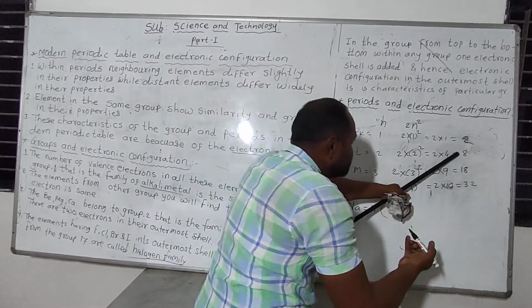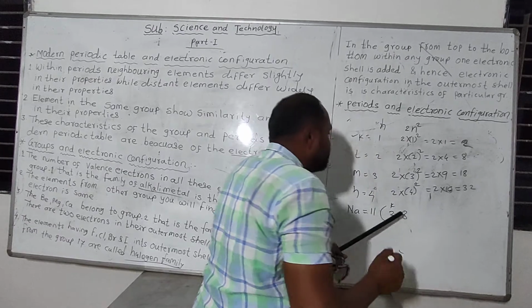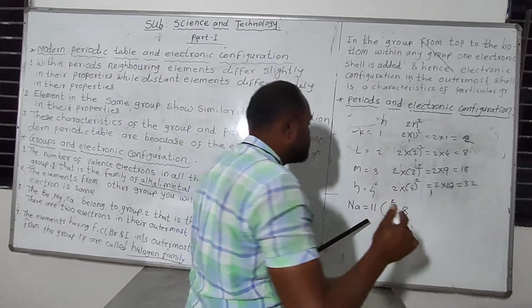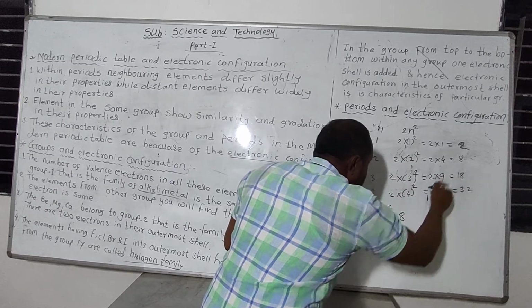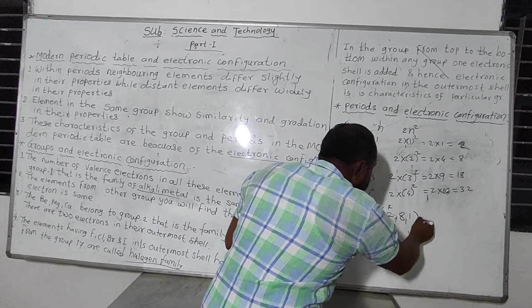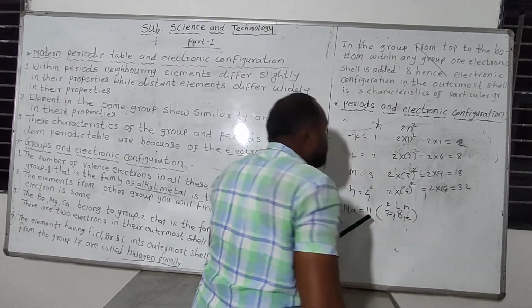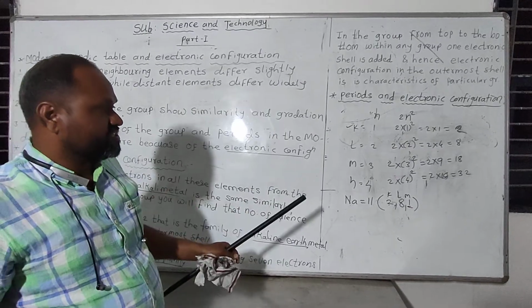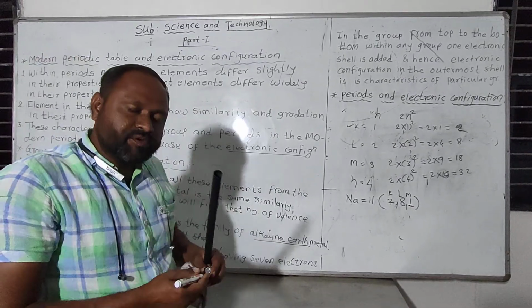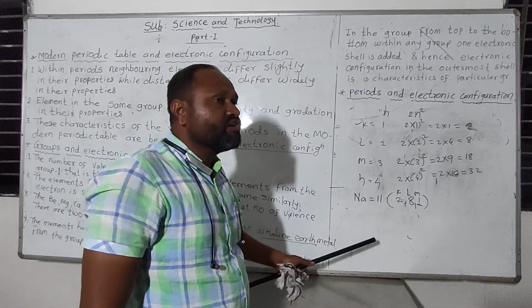The next cell is L, with capacity 8. So 2 plus 8 is 10. How many electrons remain in the outermost cell of sodium? 1 electron remains, and it is placed in the next cell, the M cell. In its outermost cell there is 1 electron. On the basis of electronic configuration, we study all the periodic properties and periodic trends.